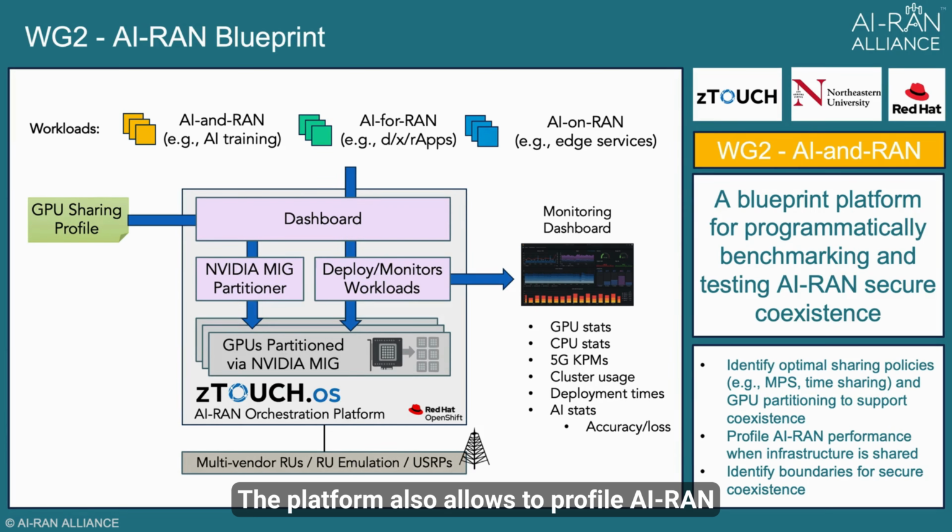The platform also allows profiling AI-RAN workloads and characterizing their performance when the physical compute and networking infrastructure is shared. In this way, the platform provides a simple and easy way to reconfigure the physical infrastructure, deploy workloads using different GPU sharing policies, and monitor their performance to identify the boundaries of AI-RAN coexistence.